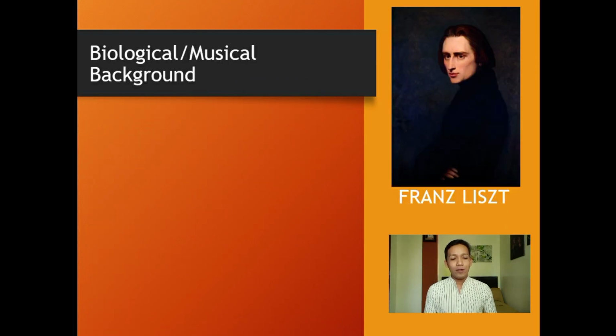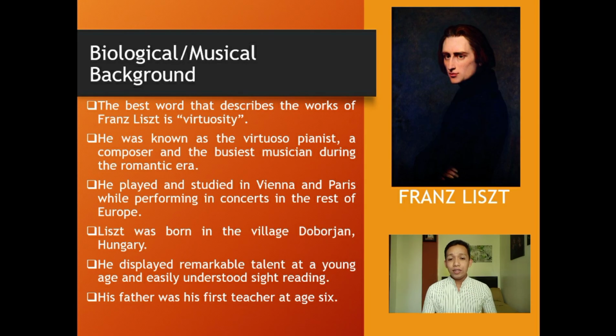Second composer for piano music is Franz Liszt. His biographical or musical background. The best word that describes the work of Franz Liszt is virtuosity. He was known as the virtuoso pianist, a composer, and the busiest musician during the Romantic era. He played and studied in Vienna and Paris while performing in concerts in the rest of Europe.